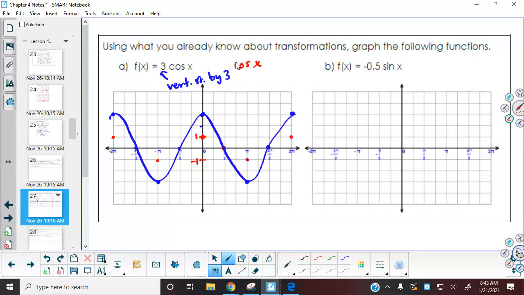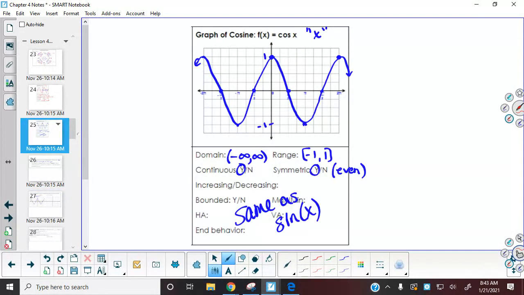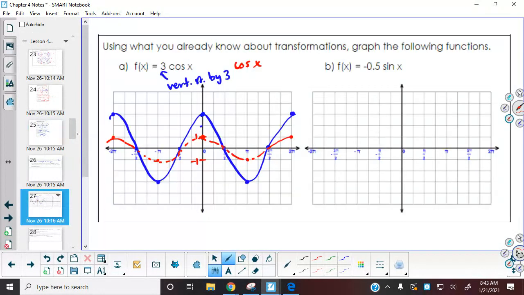And keep in mind, our original looked more like this. The reason our graphs here look more stretched out is because we changed that y-axis. Here I made the y scale a unit of 1 instead of what I did in the examples that I did to start.